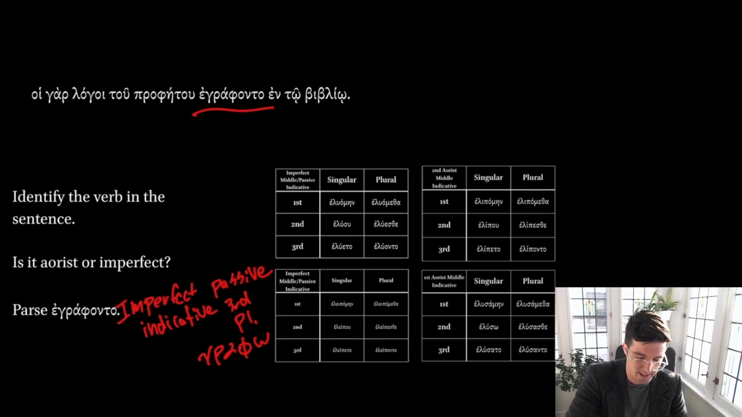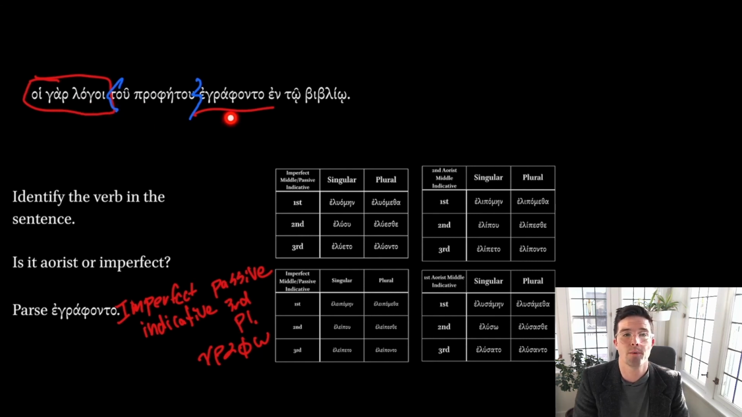So what's going on in this sentence is hoi gar logoi: gar, for, this is a conjunction, for the words of the prophet, so tou prophetou in the genitive here, showing possession. The words of the prophet, this is the subject of our verb, were written. It doesn't make sense for the words to write themselves in the book, but the words of the prophet were written in the book. So the action happens to the words, making it passive. So the context of what's going on here tells us that we have passive.